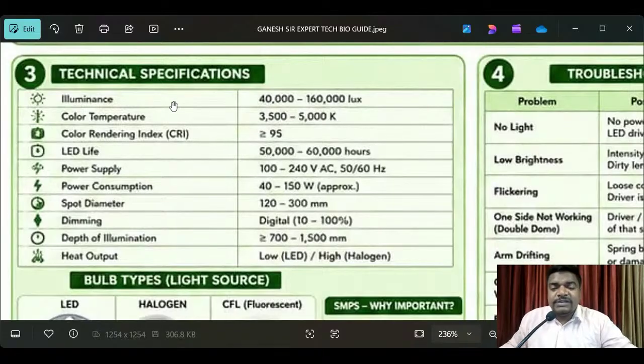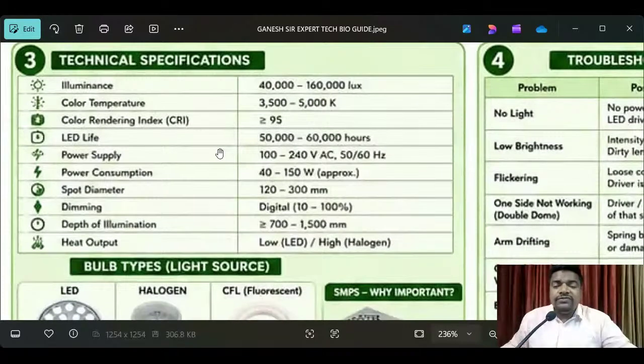OT light technical specifications: what are they? These points are very helpful to improve your skills. One, to face interviews. Second, to resolve the issues as a biomedical engineer. And next, we can give user training to the hospital management. Now the technical specifications, I'm going to read out.